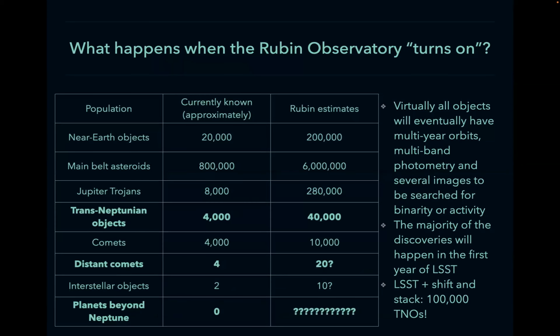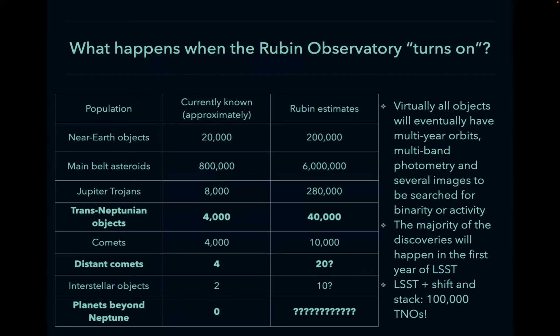What happens when LSST turns on for us? These are predictions that are a little bit outdated. We're trying to come up with a better set of predictions. Be on the lookout for that. But for TNOs, we expect a factor of 10 increase in the total population. So that would be great. There will be a lot more interesting objects and things to study.